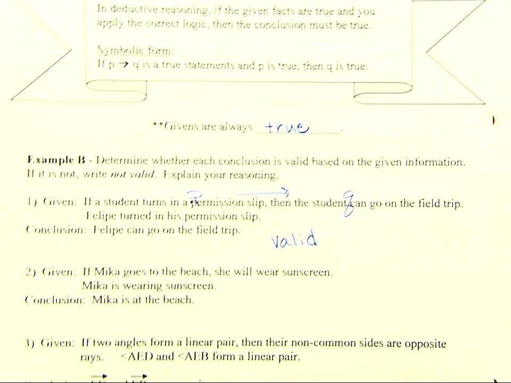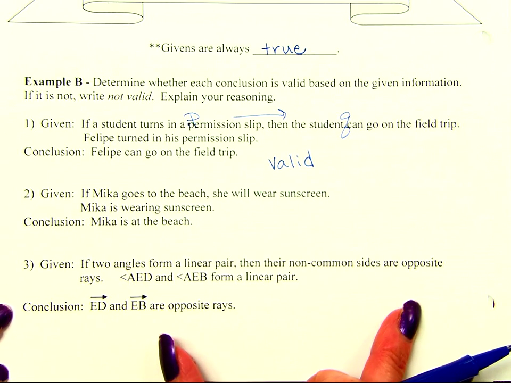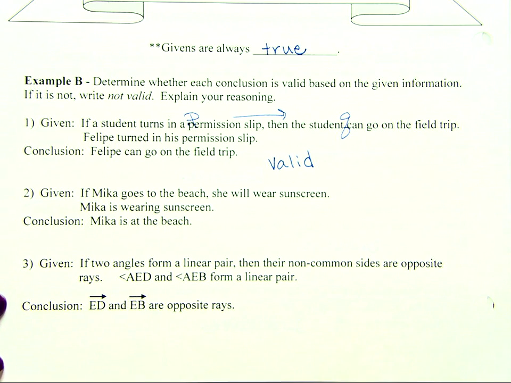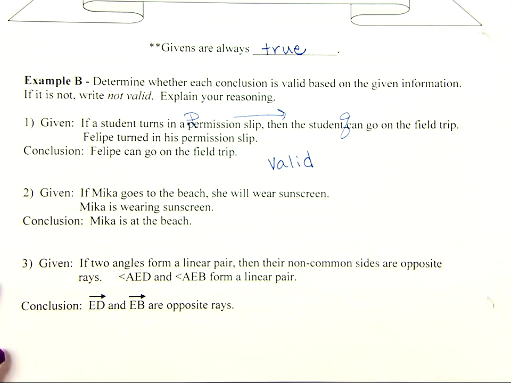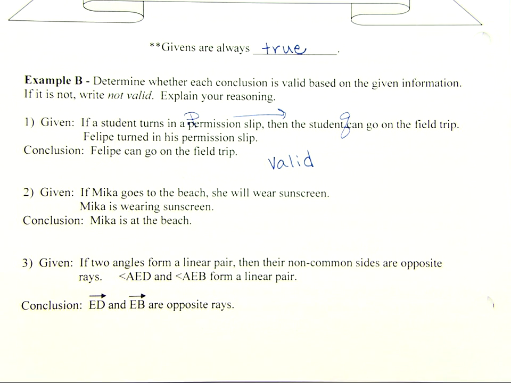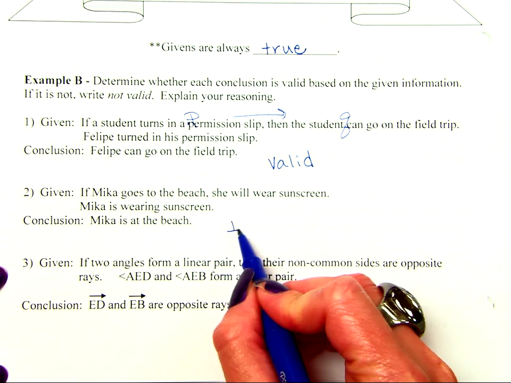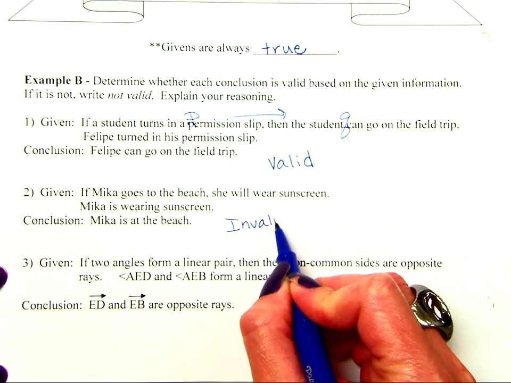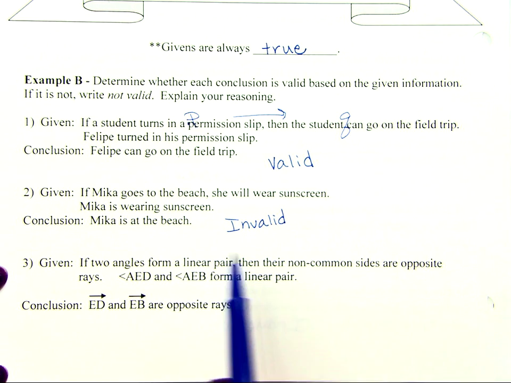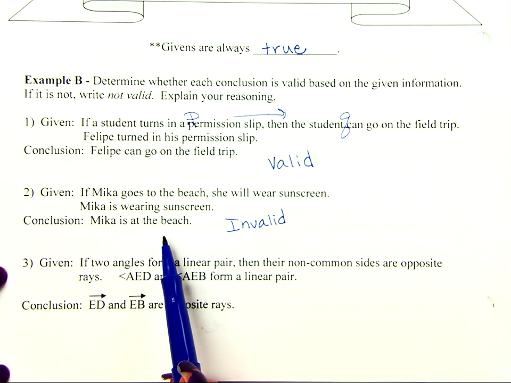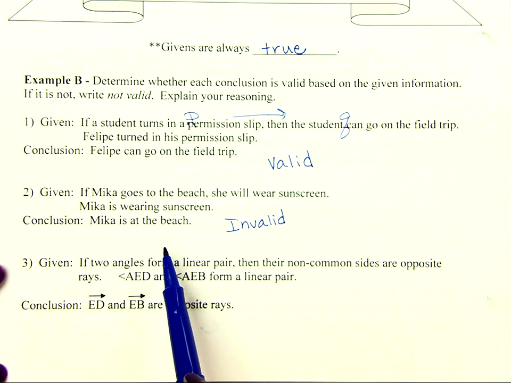Number 2. If Mika goes to the beach, she will wear sunscreen. Mika is wearing sunscreen. Can we conclude that Mika is at the beach? In this example, we are actually going to say that's an invalid conclusion. A counterexample might be that Mika is wearing sunscreen. She could be at the amusement park. She could be at the baseball diamond.